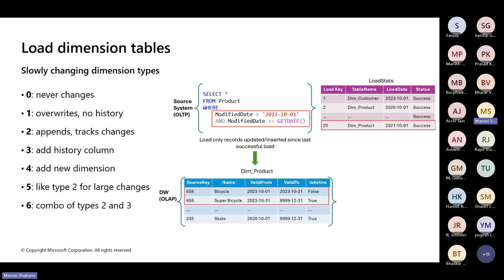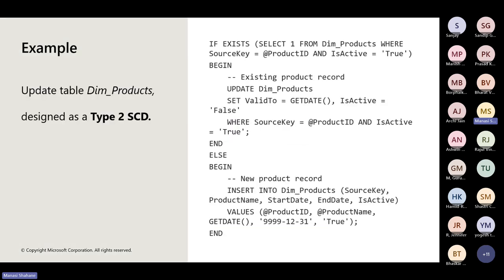Then you have SCD type 3, where you will have an additional column. Apart from this, you have modified date, or start date and end date, all those things come into the picture. You will have to know about them beforehand, or this gets covered even in the training. So you will deal with SCD types, and these are some of the ways you can perform SCDs. This is indicating type 2.